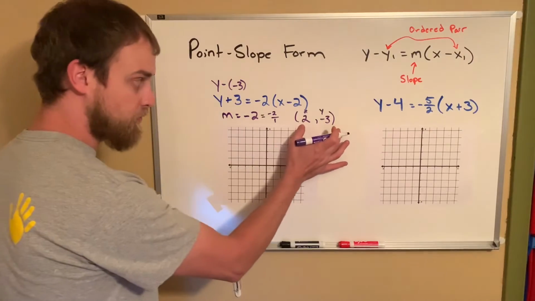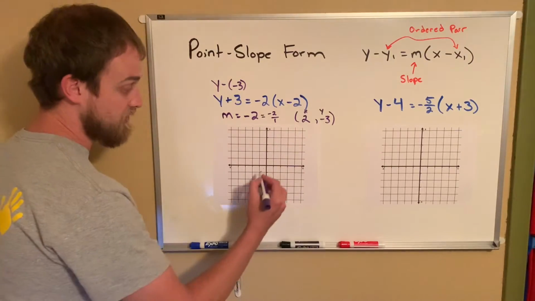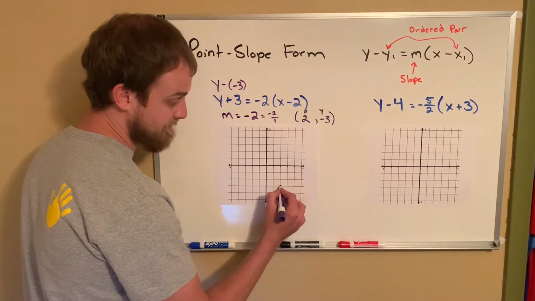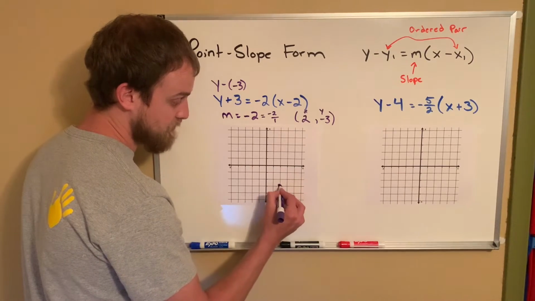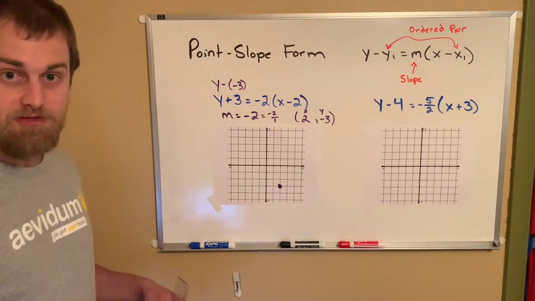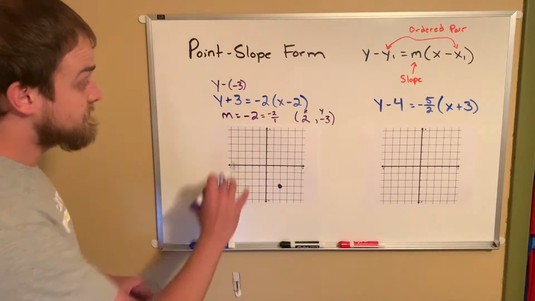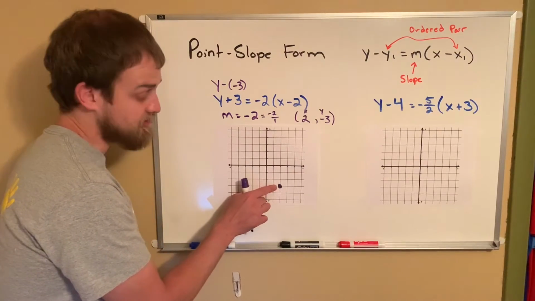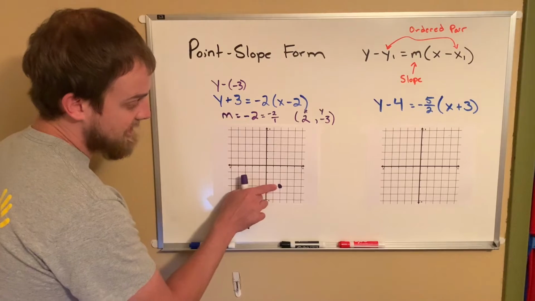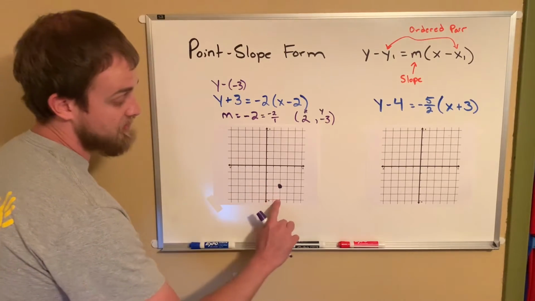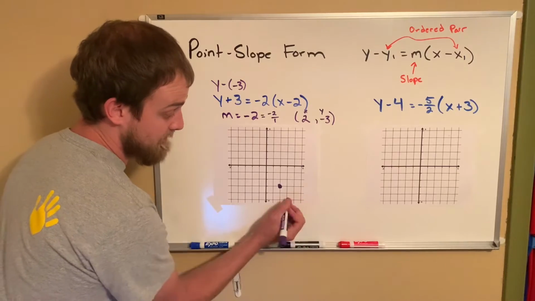We're going to use our ordered pair as our starting point. So 2, -3: over 2, down 3. There's my ordered pair. Now I need to use rise and run to graph my slope. Remember, what we do is we start at the ordered pair that we just graphed. We're going to rise -2, so we're going to go down 1, 2, and we're going to run +1, which would be 1 to the right.